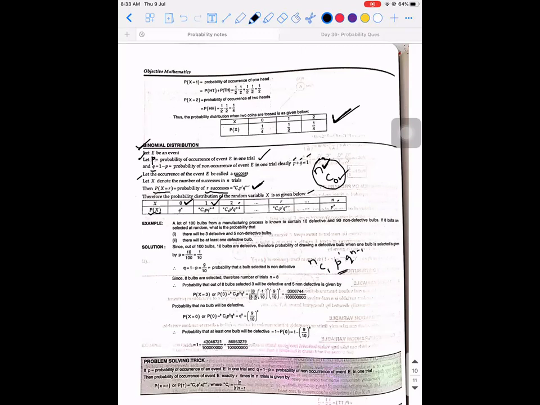Number of events is n. Out of that, any one event can be success. So you have nC1 probability of choosing a successful event.